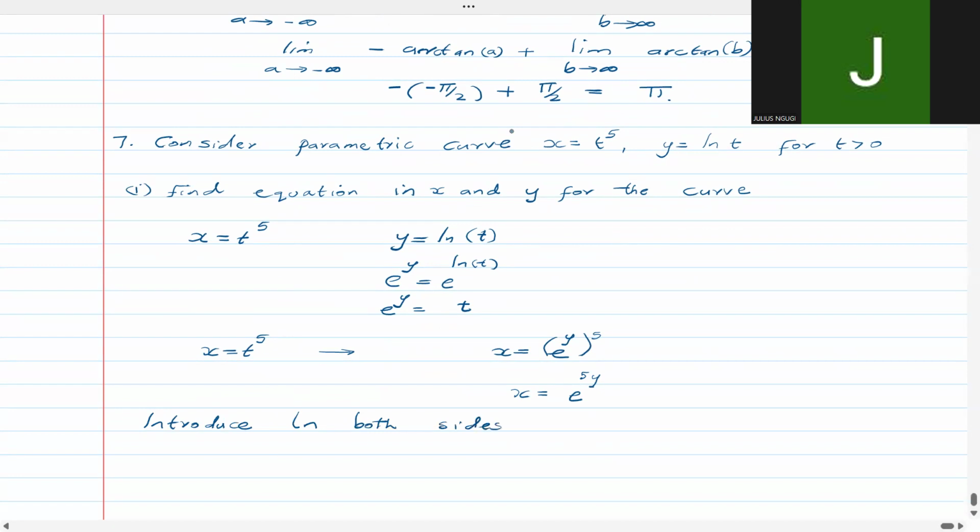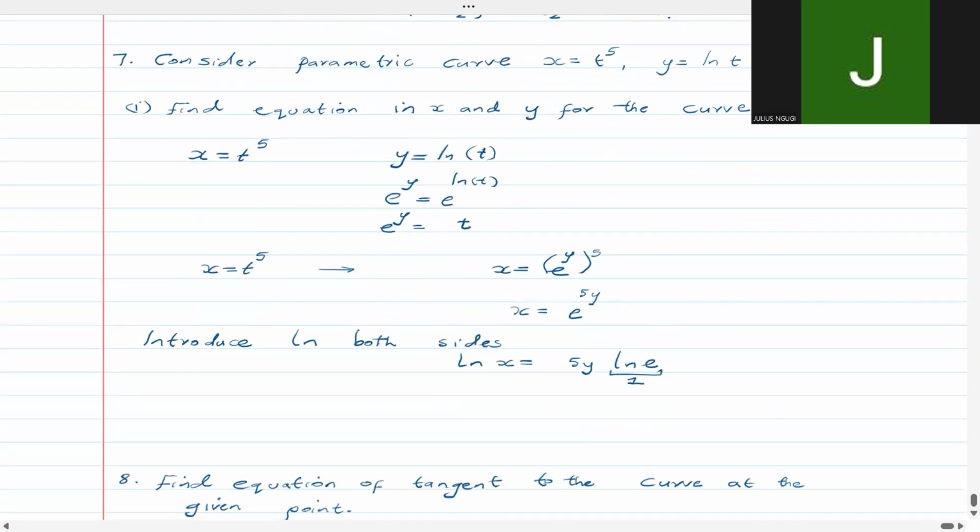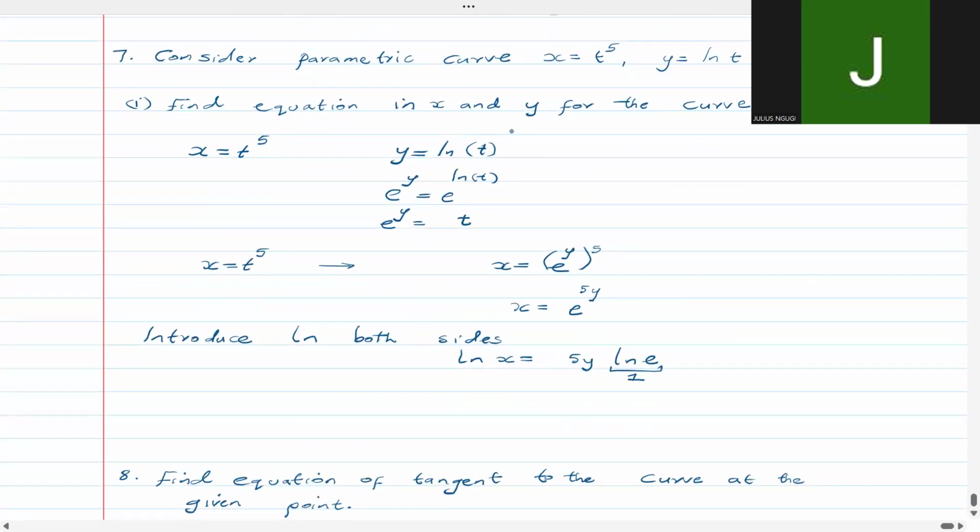Here we have ln of x equals 5y ln of e, and ln of e is 1. So that will give you ln of x equals 5y. If you divide by 5 on both sides, we get that y equals 1 over 5 ln of x.